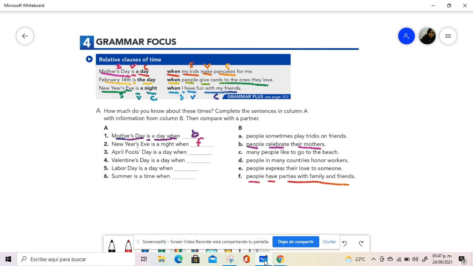Sorry. In this case, we have April Fool's Day is a day when, and in this case, we have some people sometimes play tricks on friends. So this is letter A. Okay, and then complete the rest of the exercise, but always pay attention that you have the sentence number one, when, and then the sentence number two.